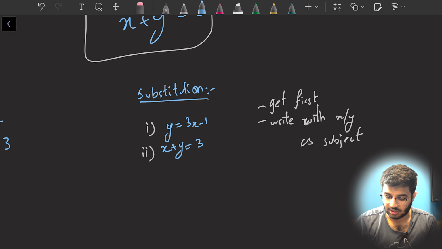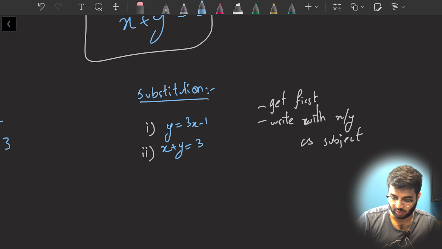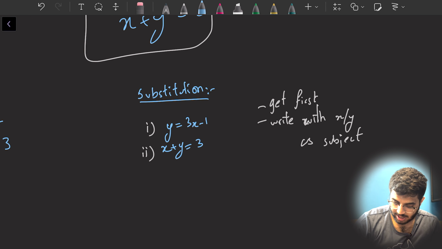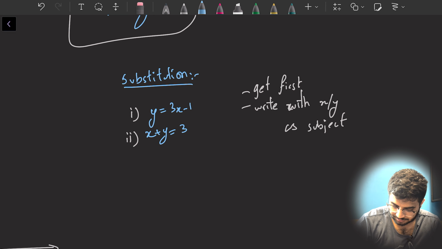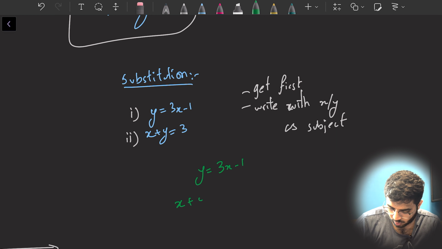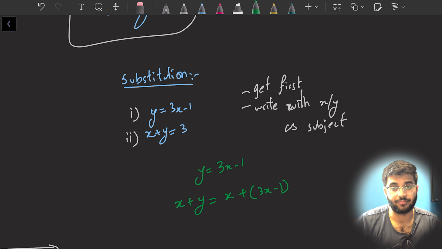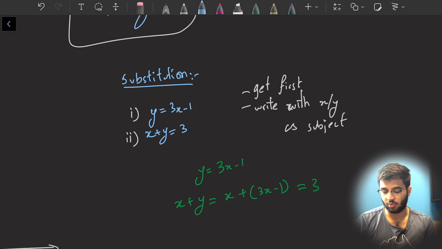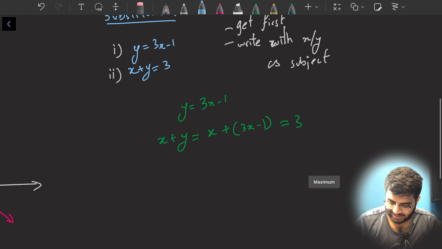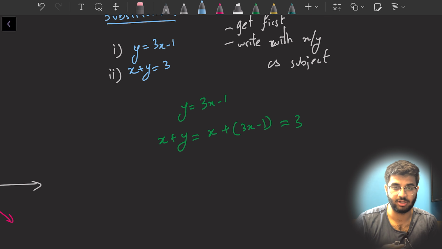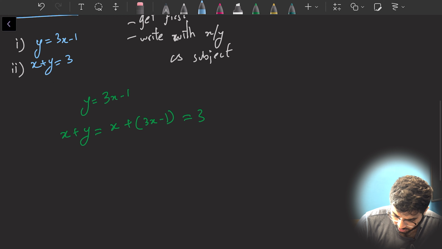Okay, next, we substitute. So we take y is equal to 3x take 1 and put that in place of this y over here. Because what we are saying is that y is equal to 3x take 1, right? Therefore, x plus y is the same as having x plus 3x take 1, and that is equal to 3. So now we can solve this like a normal algebraic equation, solving for x. It's very simple stuff that we've been doing for a long time.